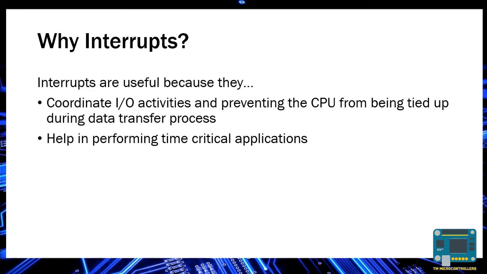The second reason is to help in performing time-critical applications. So we have what we call timer interrupts. Timer interrupts trigger at specific intervals of time, say a second, a minute, an hour. It can be an hour, maybe. So that is an example of a time-critical application, when you need to do something at a specific interval of time.